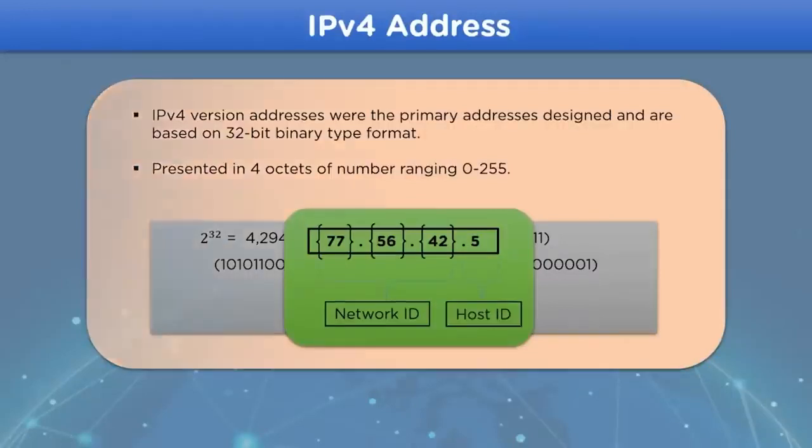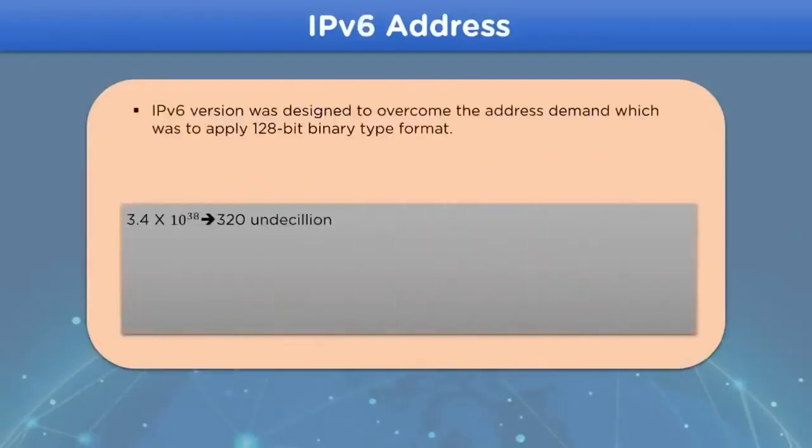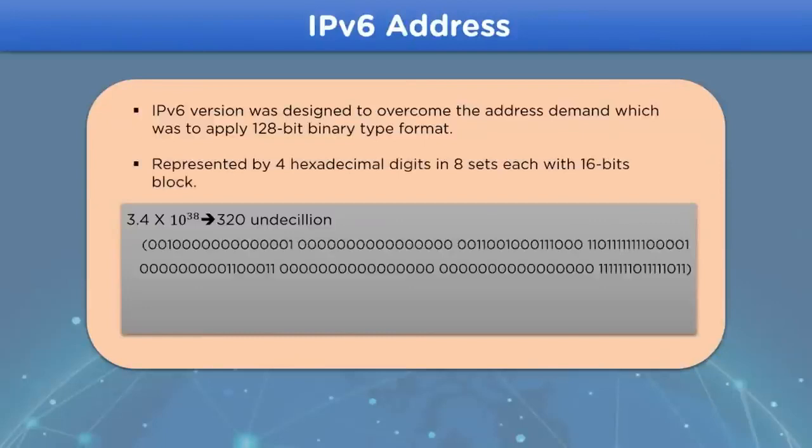Now let's move on to the IPv6 address type. With the rise in technology, IPv4 could not meet the requirements. So the need for IPv6 arose, based on 128-bit address size, which is sufficient for a long time, approximately 320 undecillion. This type of IPv6 address is designed with 8 sets of 4 hexadecimal digits, with each block containing 16 bits separated by a colon.